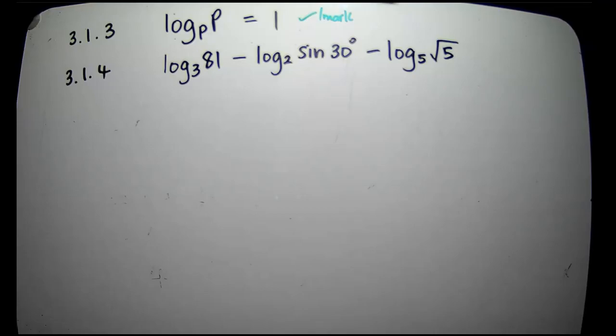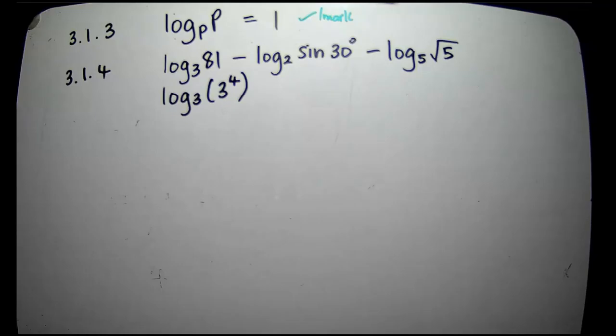3.1.4, we have logs. So notice we can break down the 81 to 3 to the power 4. And sine 30 we know is a half on our calculator. And root 5 is 5 to the half, right? Converting it to exponents. So remember, logs is exponents. So you want to convert everything here to exponent form, right? All the numbers, break them down to exponents.